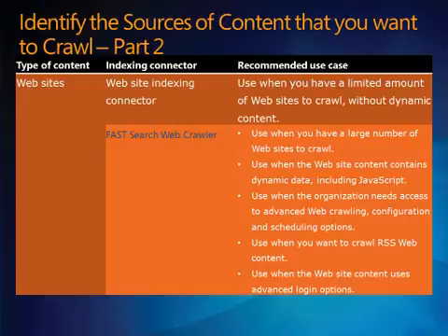The Fast Search web crawler can crawl HTTP, HTTPS, and FTP content and supports NTLM version 1, digest, basic authentication, and form logon authentication. RSS scheduling is supported, and you can tag linked documents from the feed. You would only use the website indexing connector when you have a limited amount of websites to crawl without dynamic content. Otherwise, you should use the Fast Search web crawler.